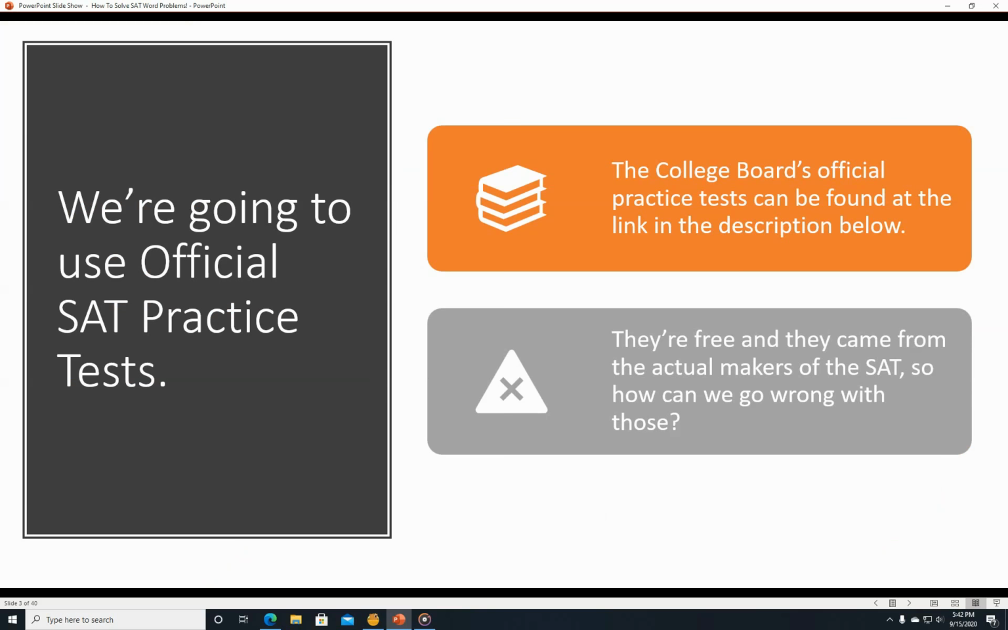You may also need to know a shortcut or a piece of mathematical knowledge that makes solving the problem much easier. So, we're going to use official SAT practice tests, in this case the first one that they published, number 1. And the College Board's official practice test can be found at the link in the description below. Anyway, they're free and they came from the actual makers of the SAT, so how can we go wrong with those?